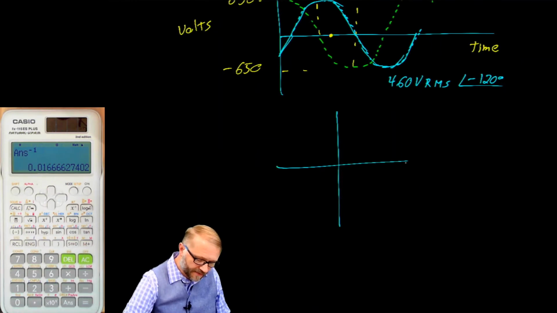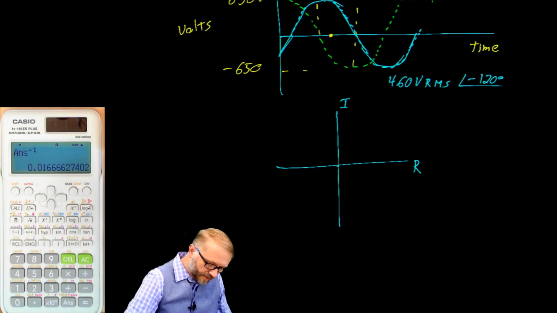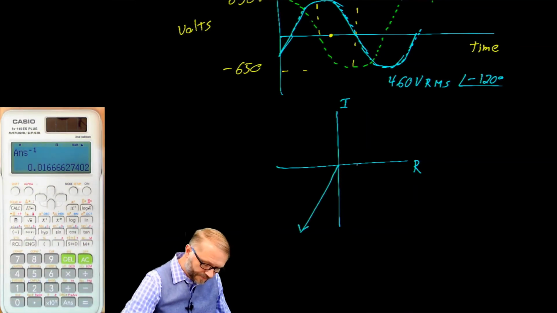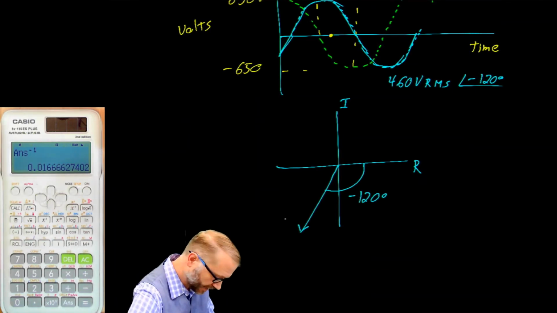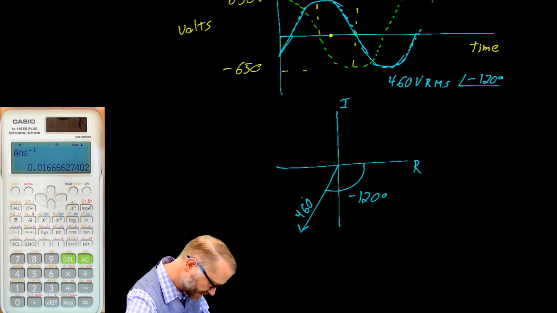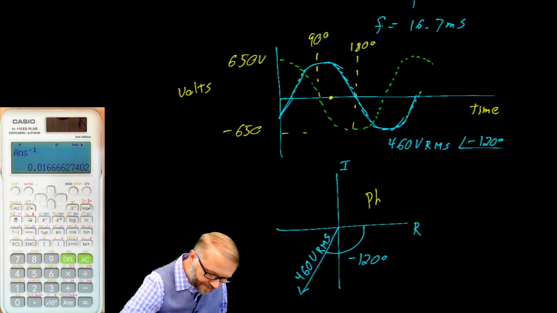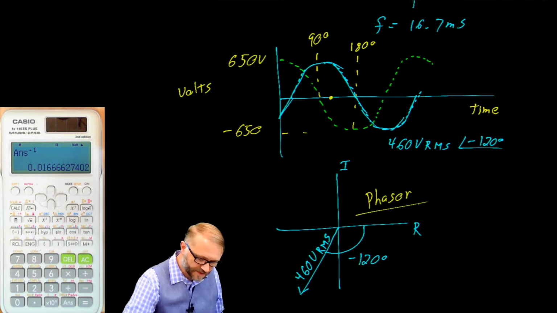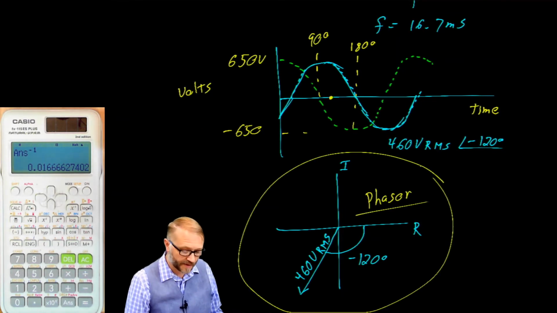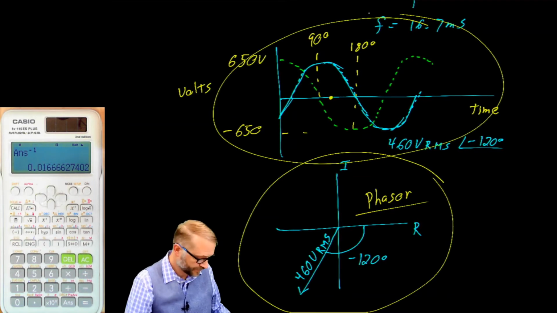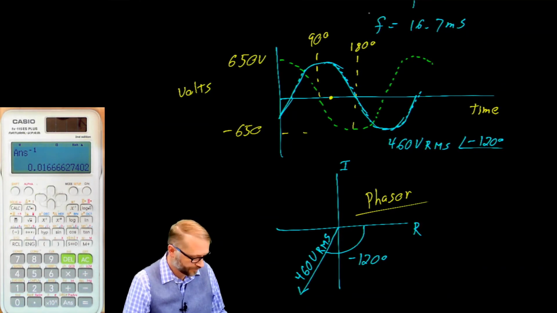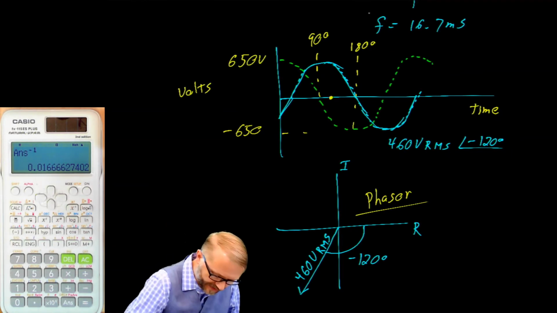If we were to plot that in vector form, where this is the real axis and this is the imaginary axis, it would be a vector like so. This angle would be negative 120 degrees. And the length of this vector would be 460 volts RMS. I think you would agree that this phasor representation is a lot simpler than this time domain representation. Much less to draw. While we're here, why don't we talk about three-phase?